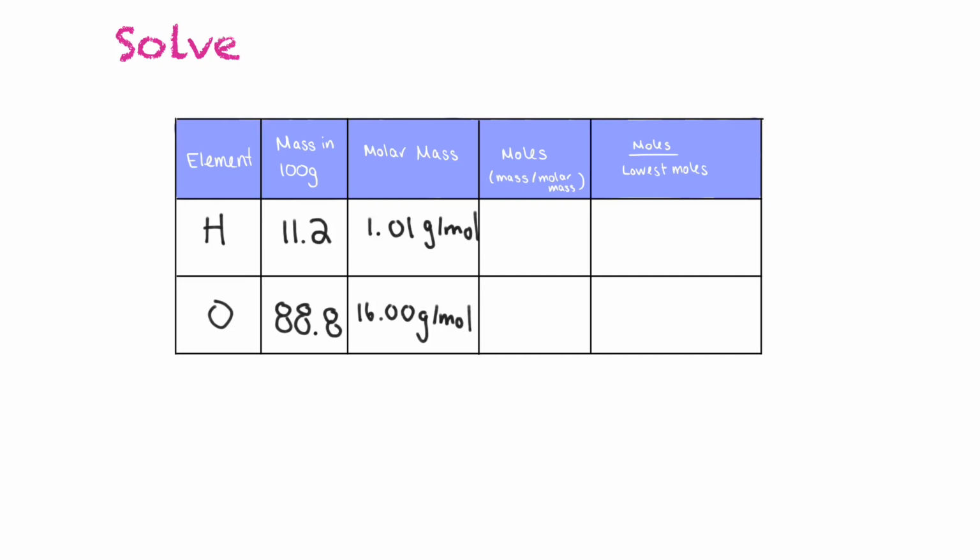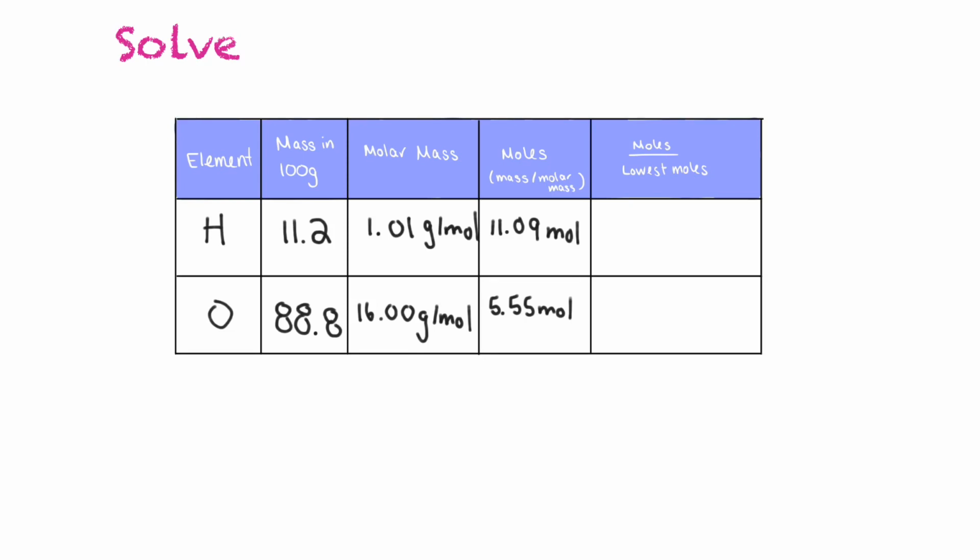Now remember, the way we find the number of moles is we divide the mass by the molar mass. The first one, we would do 11.2 divided by 1.01. So I would get 11.09 moles. And then oxygen, we had 88.8%, so 88.8 grams divided by 16 grams per mole. And then we get 5.55 moles.